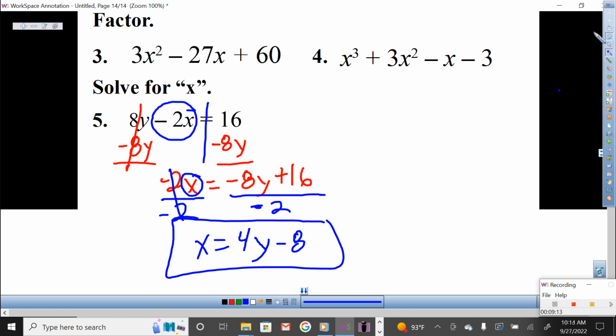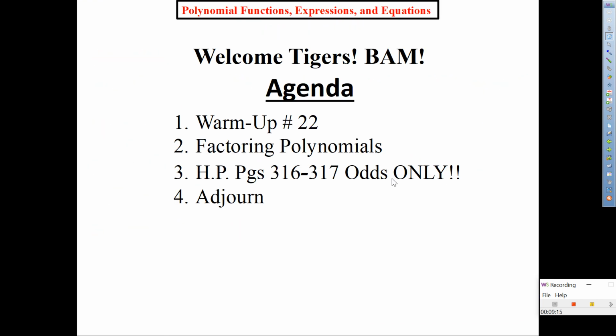All right, copy the agenda for today. Here we go. Warm-up number 22 is done. Factoring polynomials, we're still on that. And we're about to get into division. Yay. Some of you love division, right, from ever since elementary, yeah. And tonight's homework is only 2 pages, 316 and 317. It's only 18 problems, only. But since you're only going to do odds, that means it's half of that. Okay?